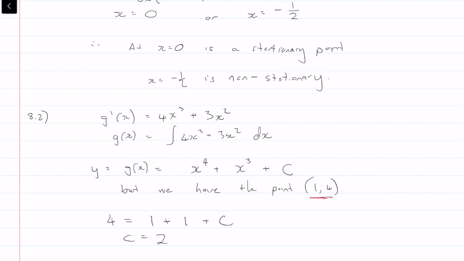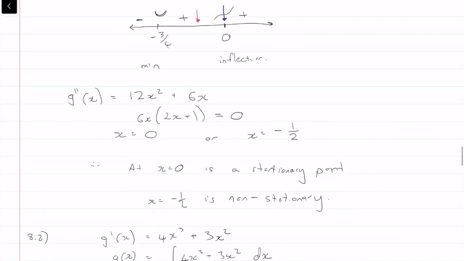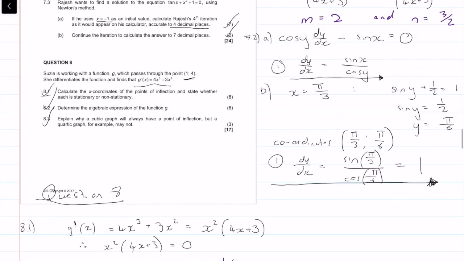Then we used integration to get the equation of our graph using the points 1 and 4, which was given to us. Okay, so I hope you guys found this walkthrough useful. We ended up with a total of 17 marks for that question.